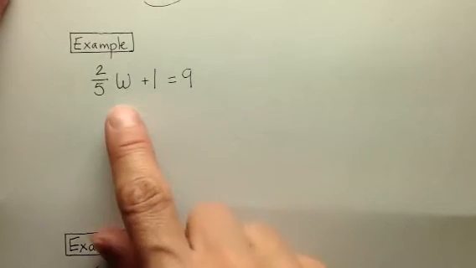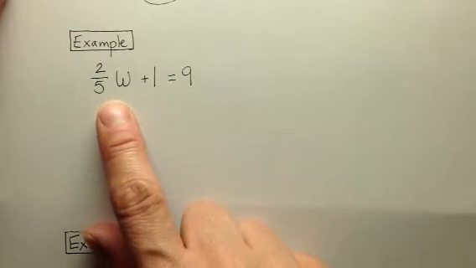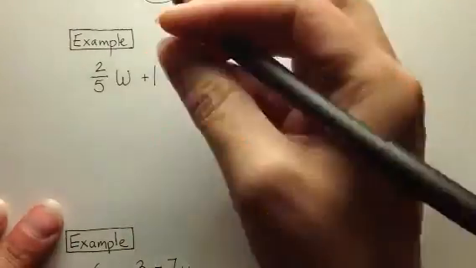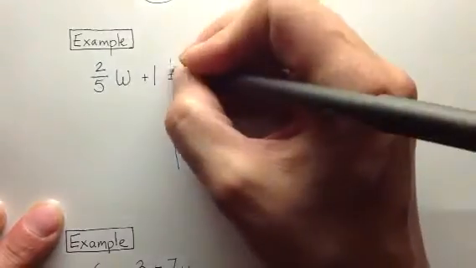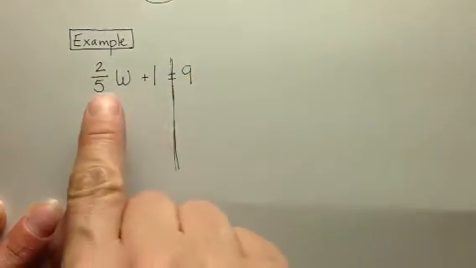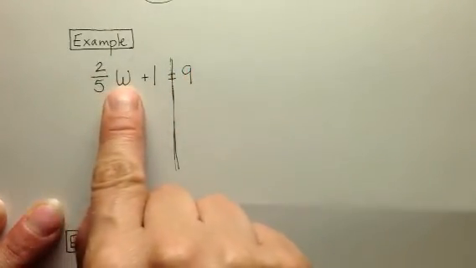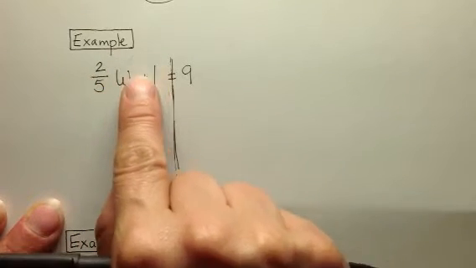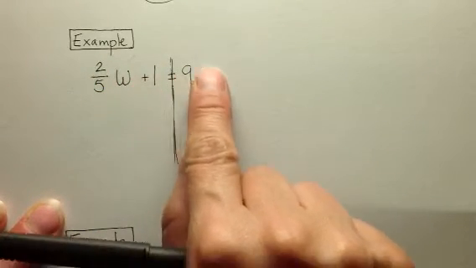Okay, this time I want to throw a fraction in there, in case we hadn't seen an example like that yet. So again, I've got my left side and my right side of the equal sign here. My variable w is on the left side. I have a constant term 1, and a constant term here is 9.